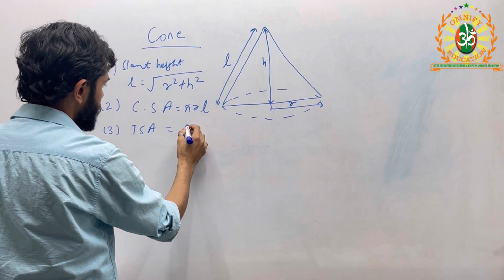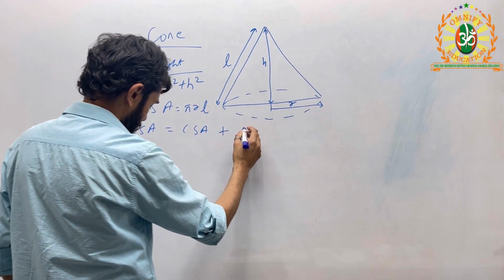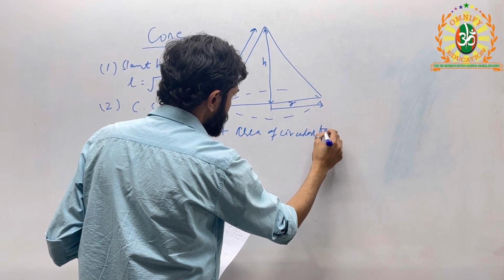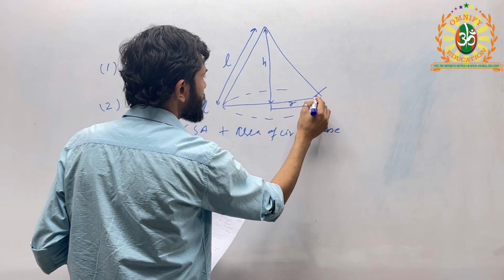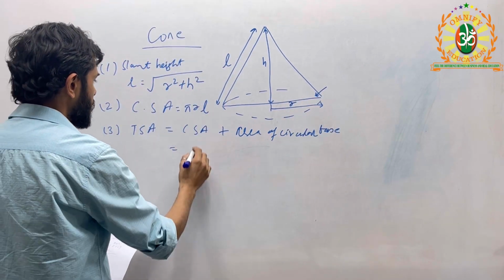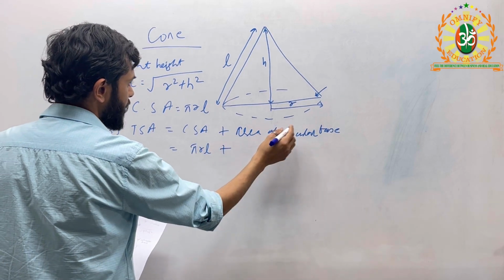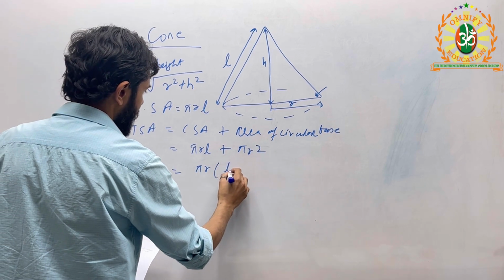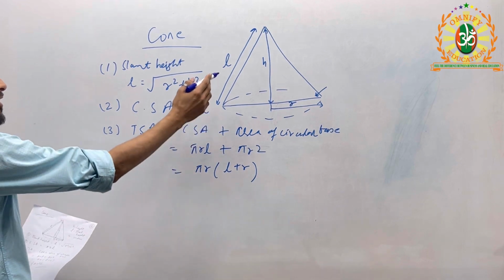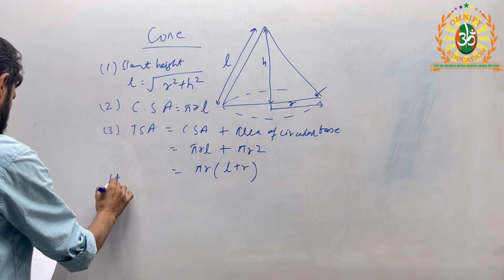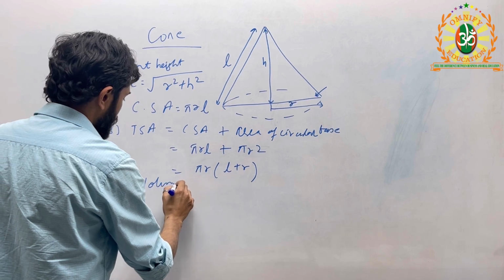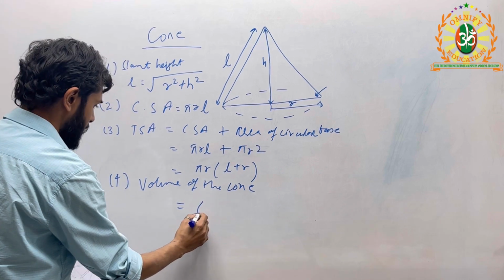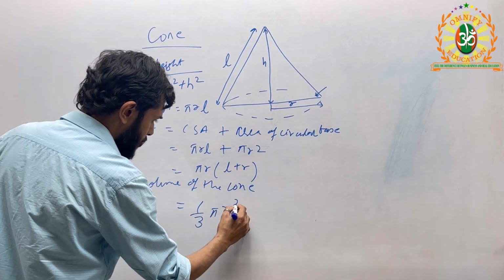Now third, the total surface area. The total surface area is the curved surface area plus area of circular base. This is the circular base represented by the dotted lines. So it would be curved surface area pi r L plus area of circular base, which would be pi r square. Taking pi r common, it would be pi r (L plus r), which is the total surface area of the cone. Now the fourth is the volume of the cone, which is 1/3 pi r square h.